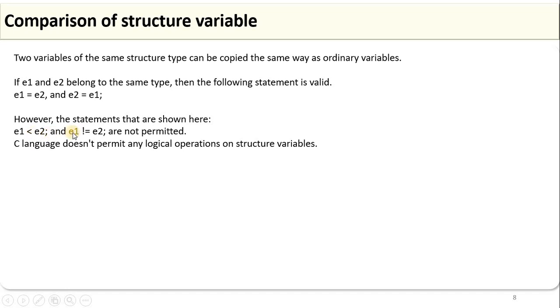E1 less than E2, you cannot compare. E1 not equal to E2 is also not allowed. C language doesn't permit any logical operations on the structure variables. Clear?